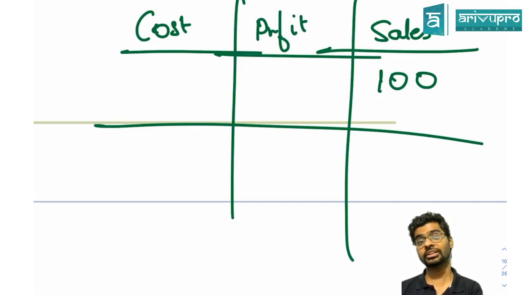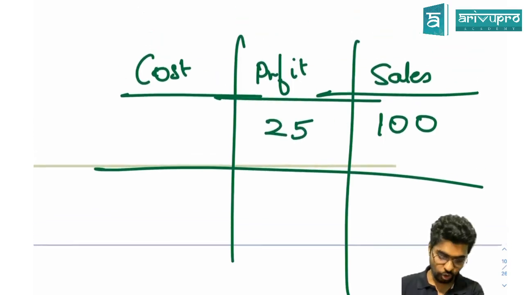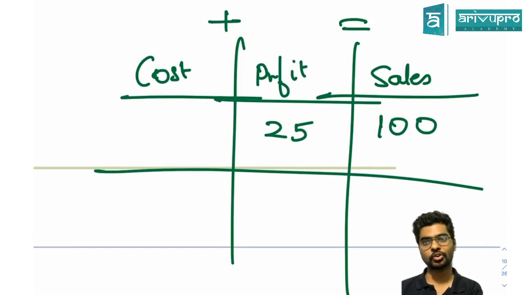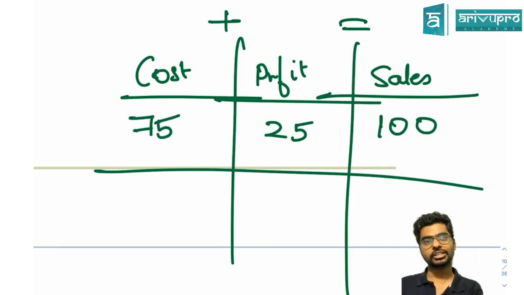Naveen, what's your profit? 25% of the selling price, right? And I know cost plus profit is equal to selling price, yes or no? Cost plus profit is equal to my selling price. Therefore, what is going to be my cost, Naveen? Correct. My cost will be 75. Understood, da?